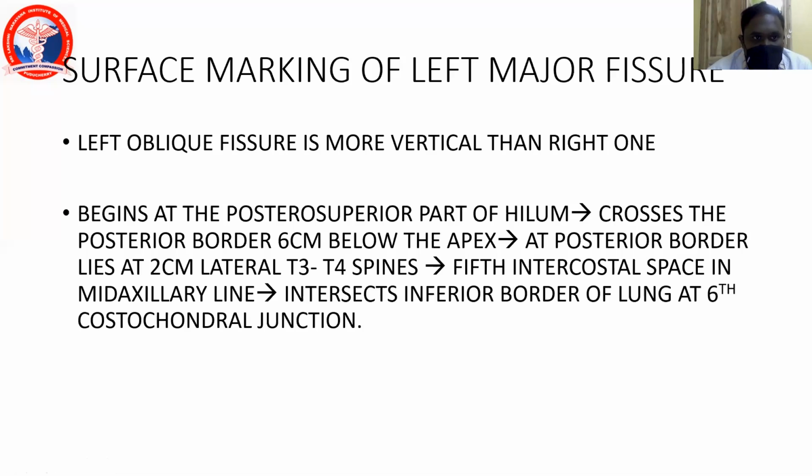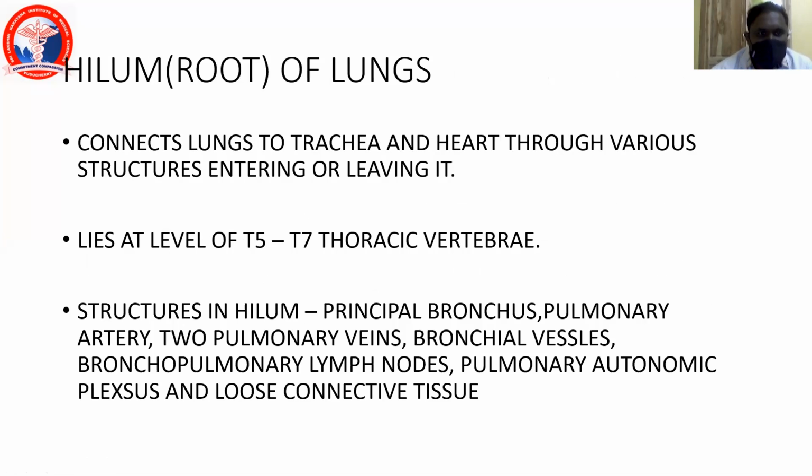Okay, next. Surface marking of left major fissure. Left oblique fissure is more vertical than the right one. Begins at the posterior superior part of the hilum, crosses the posterior border 6 cm below the apex. At the posterior border it lies 2 cm lateral to the T3, T4 spines. Fifth intercostal space in the mid-axillary line intersects the inferior border of the lung at the sixth costochondral junction.